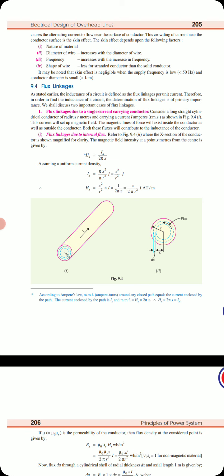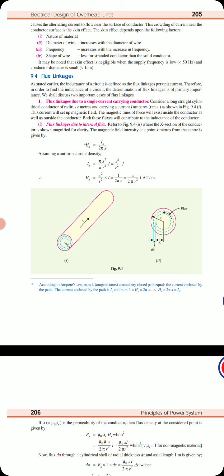The current sets up a magnetic field, and magnetic lines of force will exist inside the conductor as well as outside the conductor. Both of these fluxes will contribute to the inductance of the conductor. Means, when a conductor is carrying a current, it produces magnetic flux both inside the conductor as well as outside the conductor. That flux is due to the current I. The total flux inside as well as outside the conductor is going to set up the inductance.